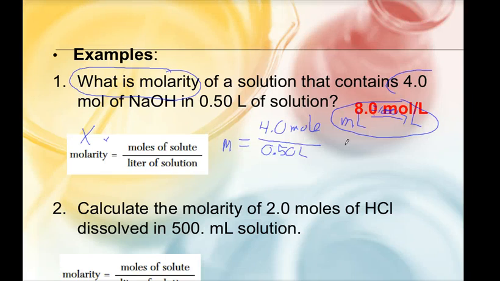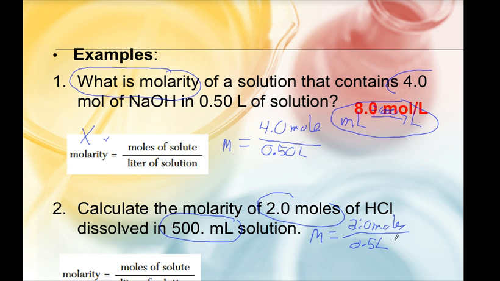Next one, same thing. It says calculate the molarity of 2 moles of HCl dissolved in 500 milliliters of water solution. And I did get a little bit ahead of myself, as you notice, I do at times. They do give you 2 moles, but they don't give you liters. They give you milliliters. So we have to convert that to liters, which means we divide by 1,000, which means I move the decimal 3 places. So molarity equals 2.0 moles over 0.5 liters, and that comes out to a 4 molar solution.